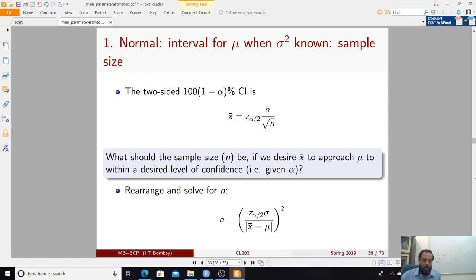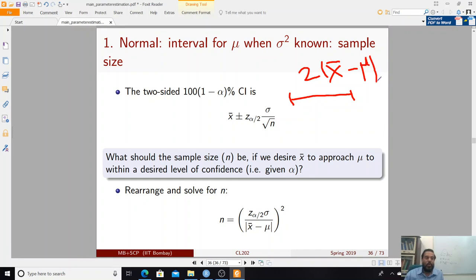So the question is, if you think about your confidence interval, the range or the size of that confidence interval is 2 times (x bar minus mu). So it is the upper confidence limit minus the lower confidence limit that turns out to be this.